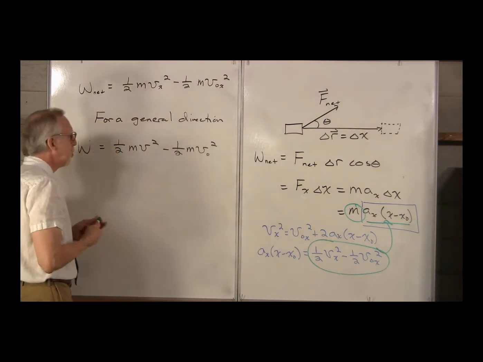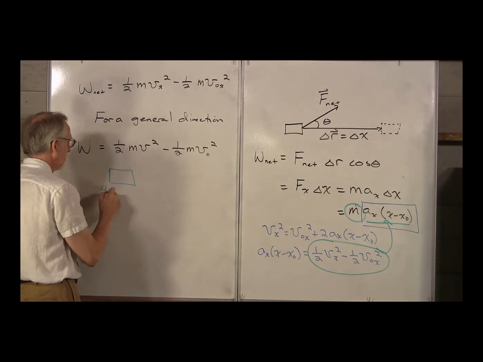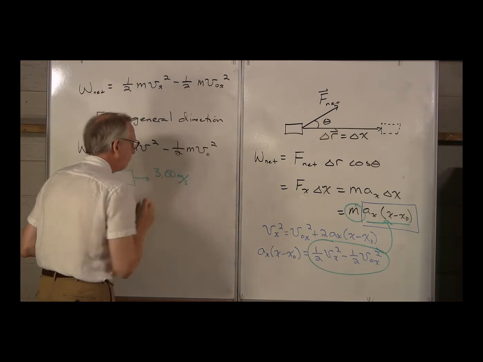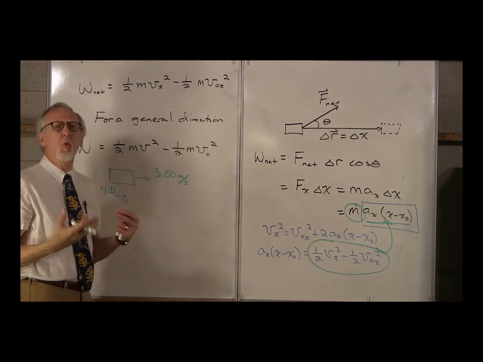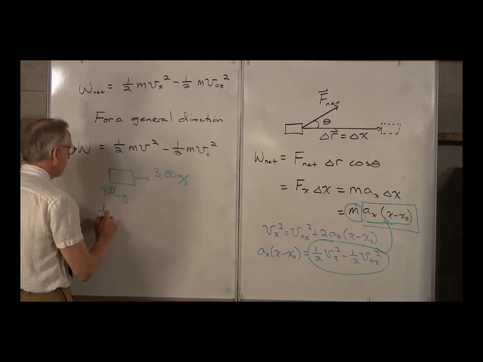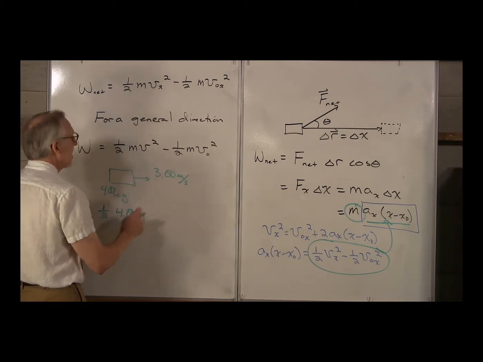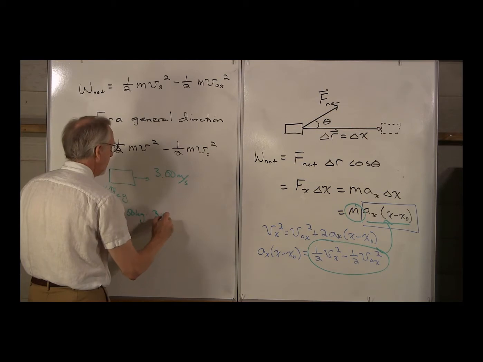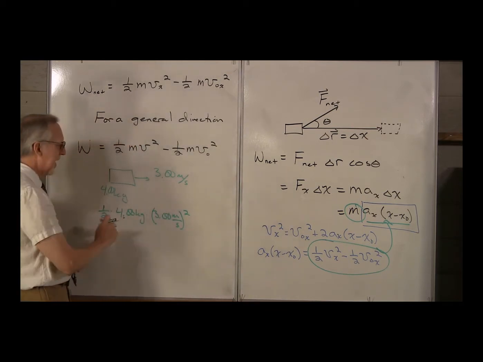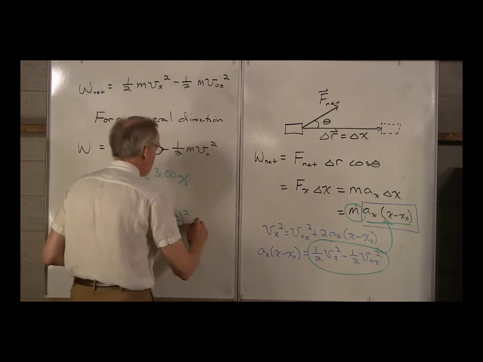Let's imagine we have an object of 4 kilograms moving at 3 meters per second. This gives us some quantity associated with the motion. In other words, let's figure this out. 1/2 times m, which would be 4 kilograms, times v, which is 3 meters per second, squared. Well, what do we get? 3 squared is 9, 1/2 times 4 is 2, 2 times 9 is 18.